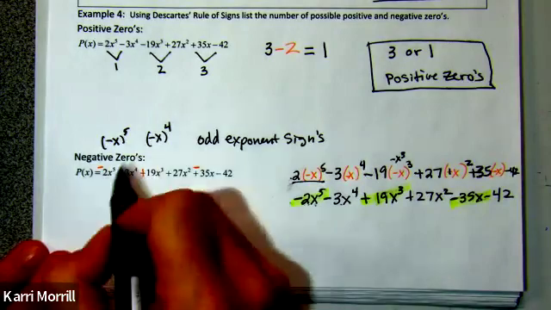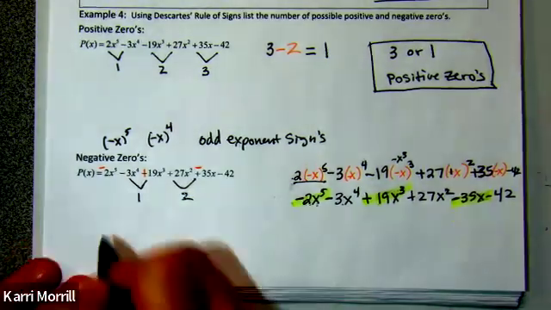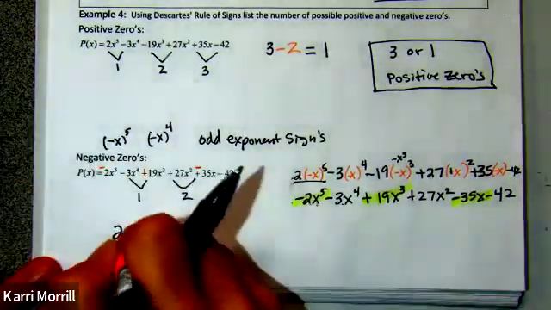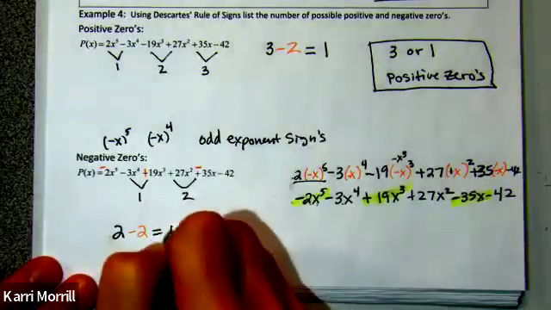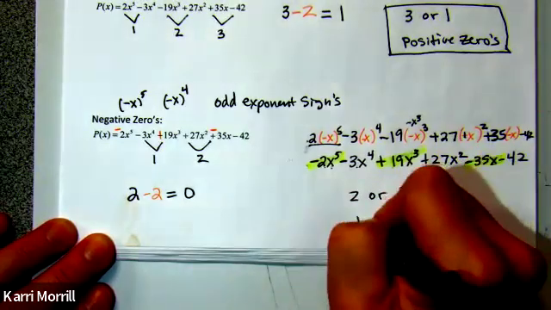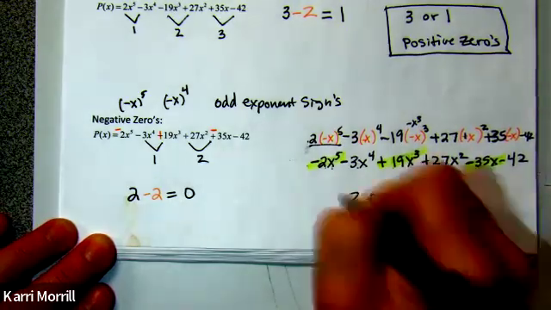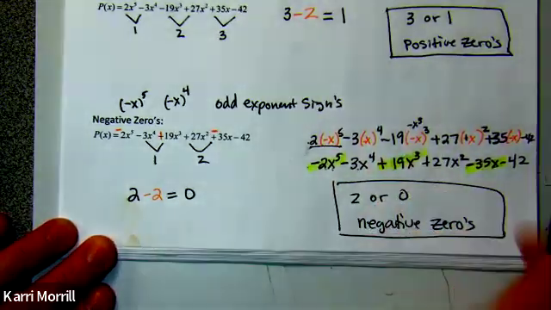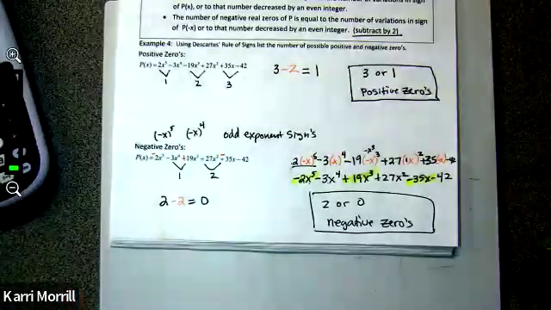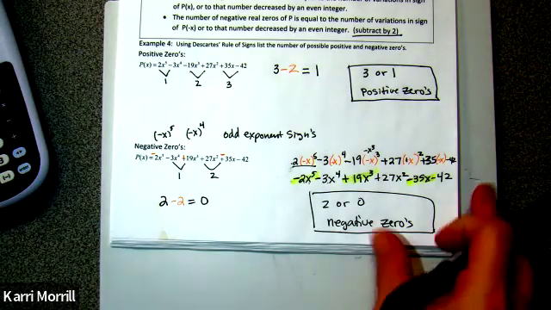So negative to negative, not a change, but here to here is one change. Here to here is a second change. So there's 2, and since we can subtract 2 from 2 and get a number that's not negative, that means we would say there are 2 or 0 negative zeros. So if you're looking at those possibilities, this is just information you gather. It looks like there could be more possible positive zeros, so I'd probably try positive zeros before I would plug in some negative zeros.